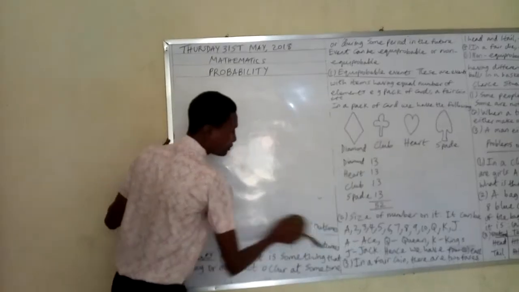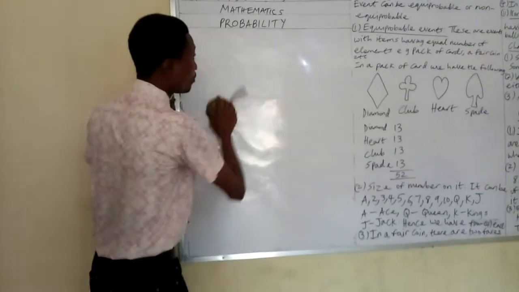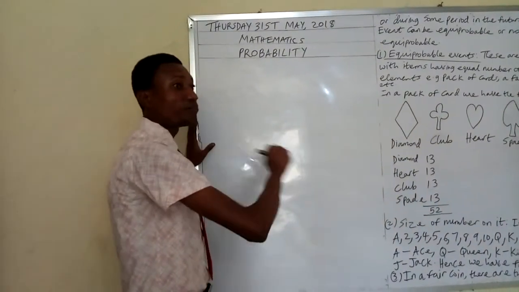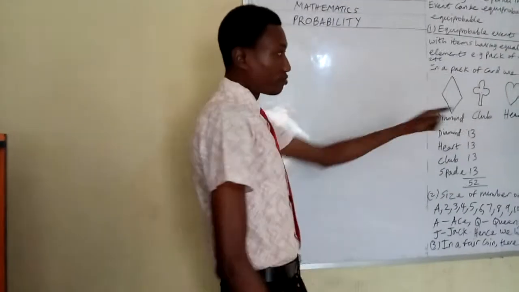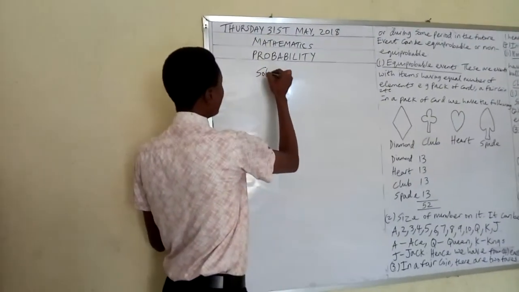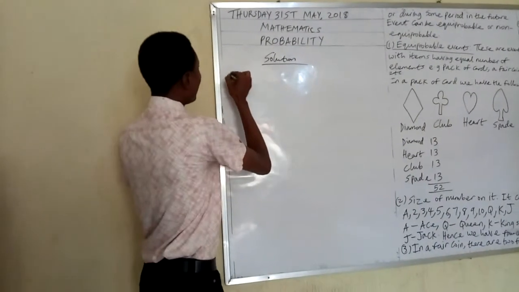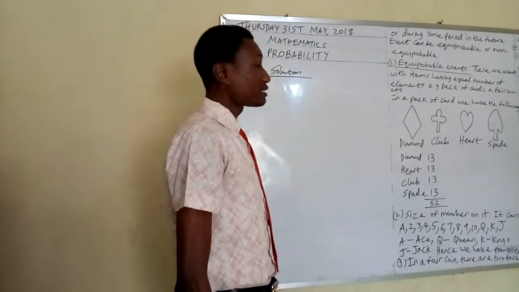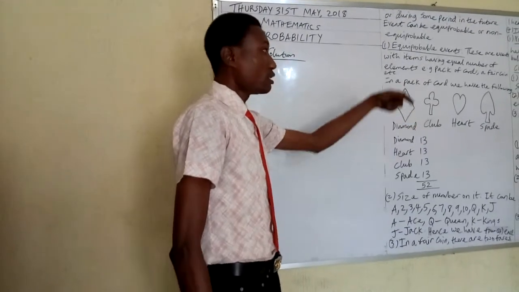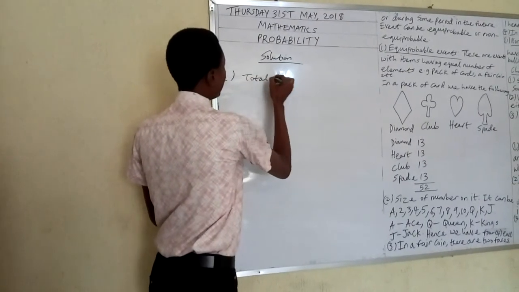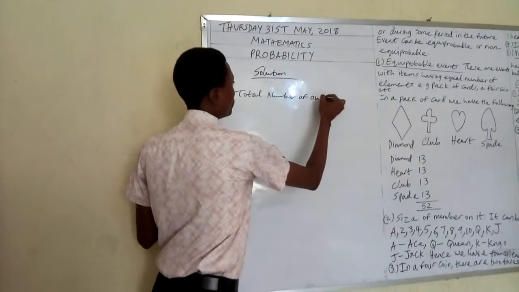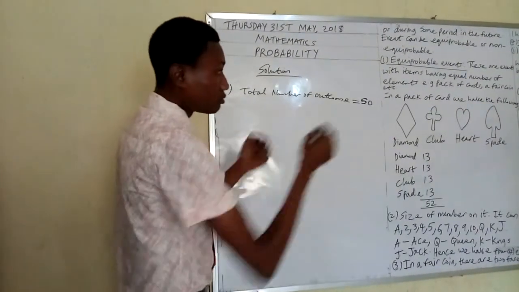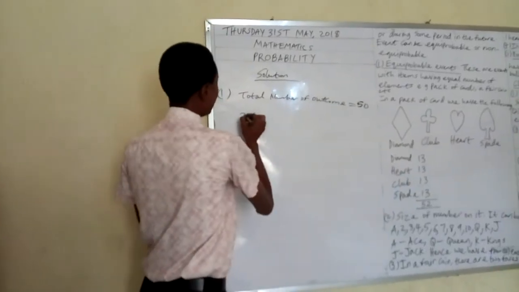Now, considering our formula, the first thing you must have at the back of your mind is the total number of outcomes. Now, from our problem, who can tell me the total number of outcomes? 50. Which means 50 is the total number of outcomes. Total number of outcomes equals 50. That is 50 students. Now, 20 are girls.